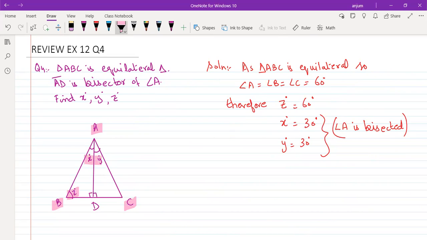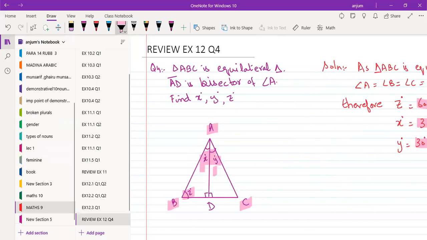But as AD is a bisector, X and Y are the bisected parts of angle A. So X and Y will be half of 60. So they both are 30 and 30. Because A is bisected into two angles, angle X and angle Y, that is why they are 30, 30.